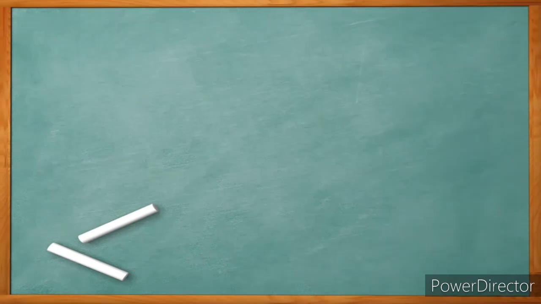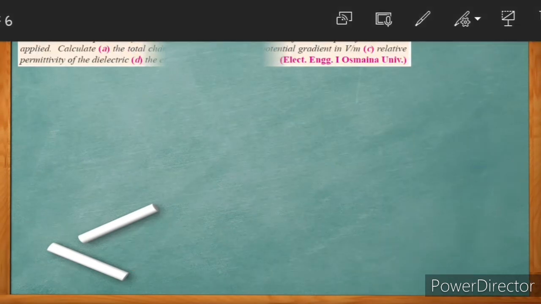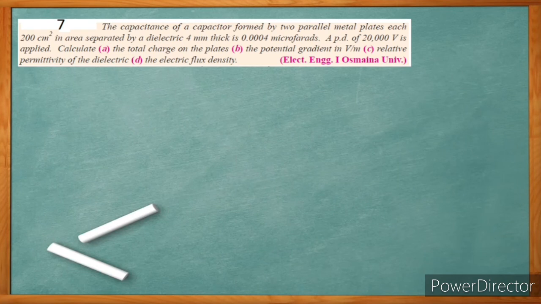Next problem, we have here problem number 7. The capacitance of a capacitor formed by two parallel metal plates, each 200 cm squared in area, separated by a dielectric 4 mm thick, is 0.004 microfarads. A potential difference of 20,000 volts is applied. Calculate the total charge on the plates, the potential gradient in volt per meter, and also the relative permittivity of the dielectric and the electric flux density.